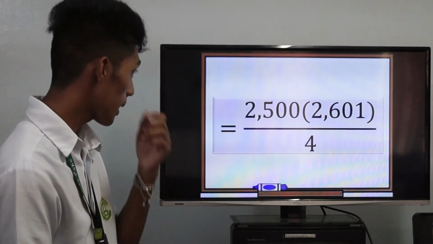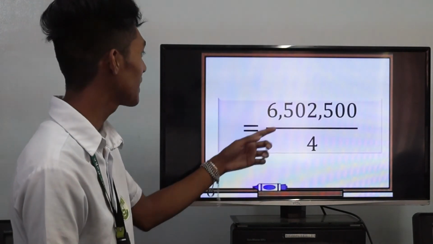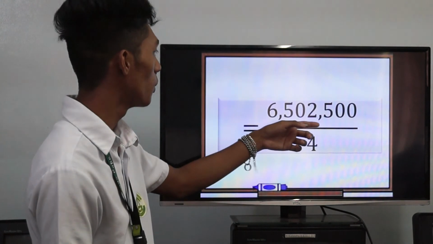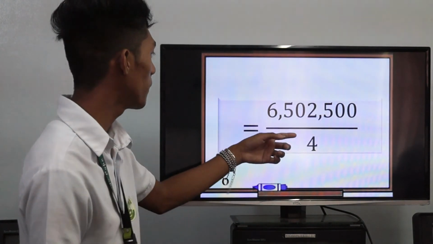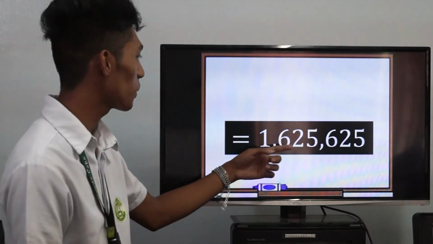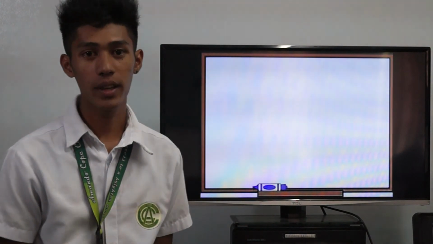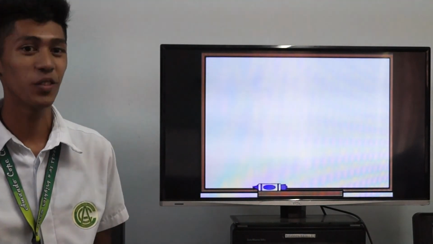2,500 times 2,601 is equal to 6,502,500 all over 4, and the answer is 1,625,625. Isn't it amazing to find a long sum in a concise and convenient way?